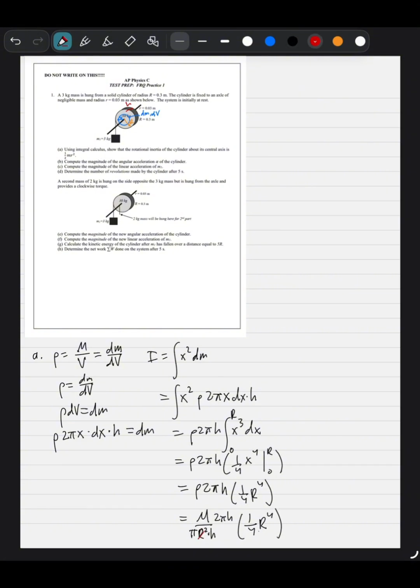The r squared cancels out with the r squared from the r to the 4th. The h will cancel out, the pi cancels out, and 2 over 4 will just be 1/2. So that would get us 1/2 m r squared.